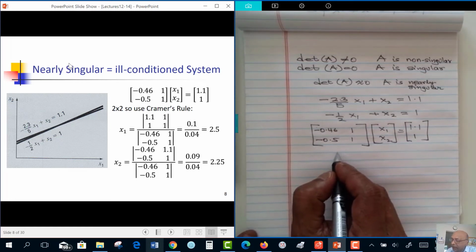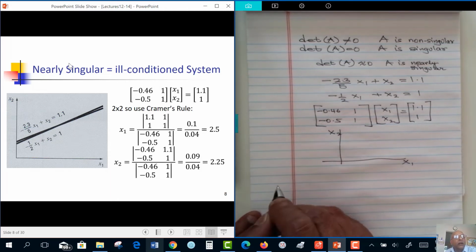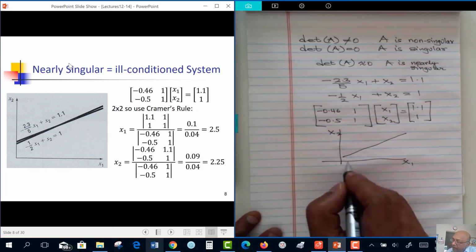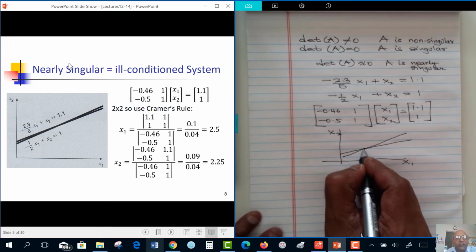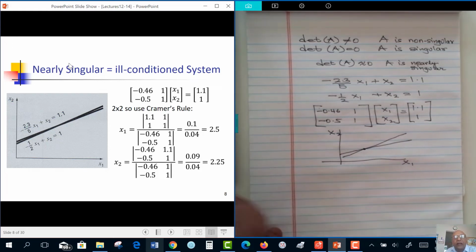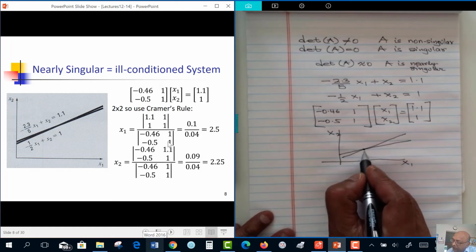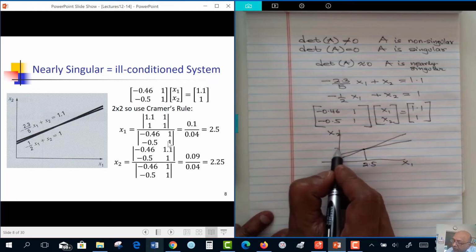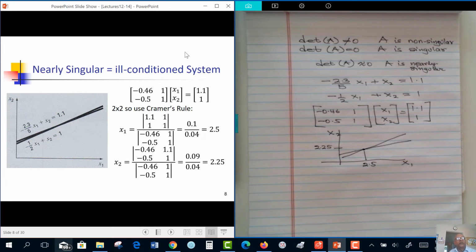So let's look at it graphically. I plot line 1, I plot line 2, find this intersection point. And again, I can use Cramer's rule to find my point exactly. And it turns out this is 2.5 and this is 2.25. Just like what it is shown here.